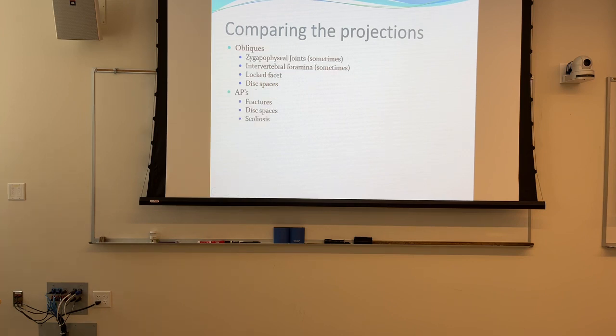So when we're comparing the projections on the obliques, remember what we're going to be looking at is, depending on the anatomy we're looking at specifically, we might see the zygapophyseal joints, right? But we might see the intervertebral foramina. So on specific anatomy, we'll see the zygapophyseal joints on the obliques, and on the lateral, we'll see those zygapophyseal joints.